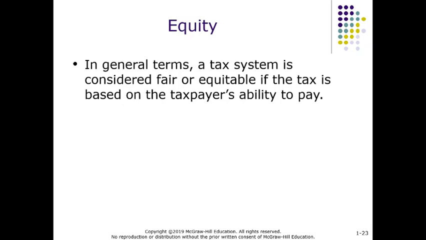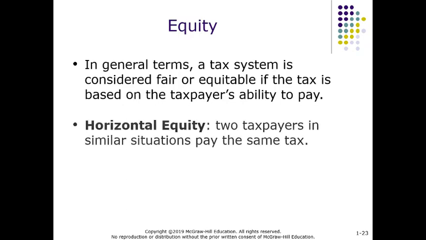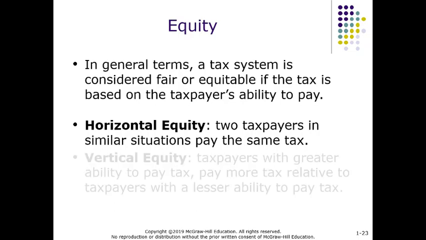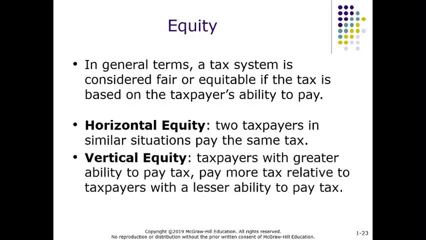Is what we're doing equitable? Is our tax system equitable? Well, there's two types of equity. Horizontal equity means that two taxpayers in a similar situation, meaning they have the same amount of income, pay the same tax. And then we have vertical equity, meaning taxpayers with greater ability to pay tax pay more tax relative to taxpayers with less ability to pay tax.